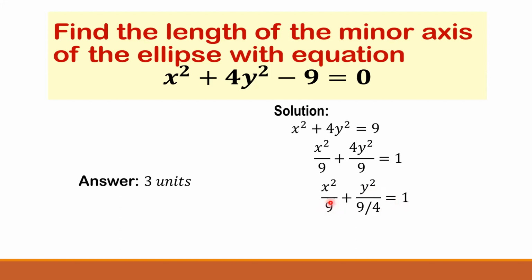Yan. So ito yung sa major axis. Ang kailangan natin is the minor axis. So that means we should be considering this as our b squared. Ito yung b squared natin. So we get the square root of that to get our b. So our b is equal to 3 halves. Multiply that by 2 kasi we're interested with the length of the minor axis. Multiplying this by 2, we get 3 units. Ayun. So that's how we got our answer there.